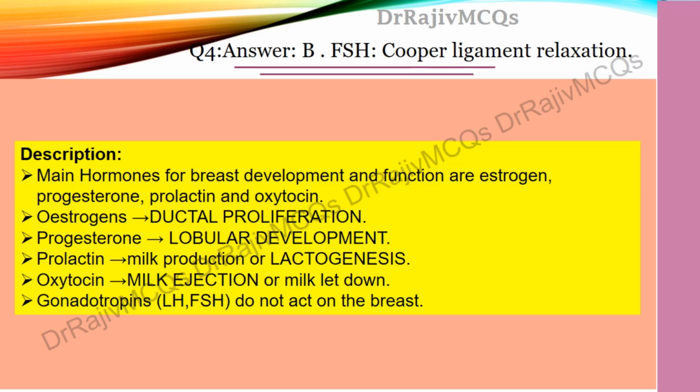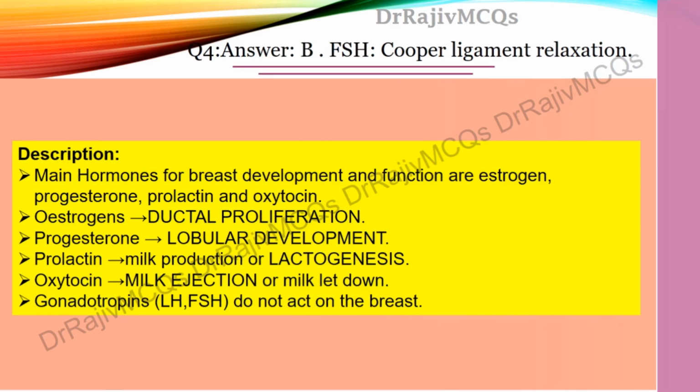The gonadotropins, luteinizing hormone and follicle-stimulating hormone, regulate the release of estrogen and progesterone from the ovaries. These do not act on the breast.